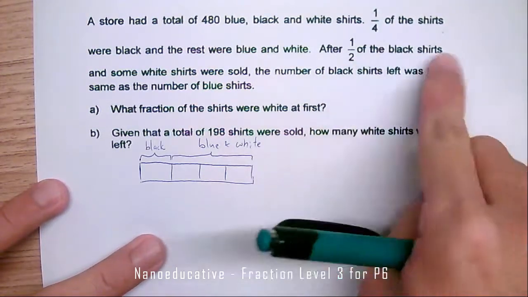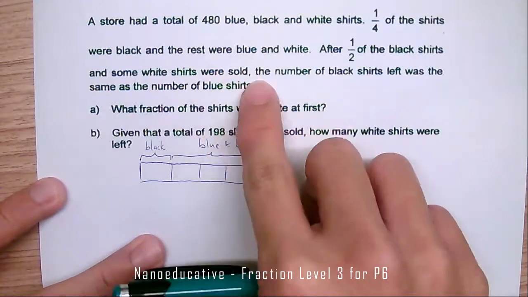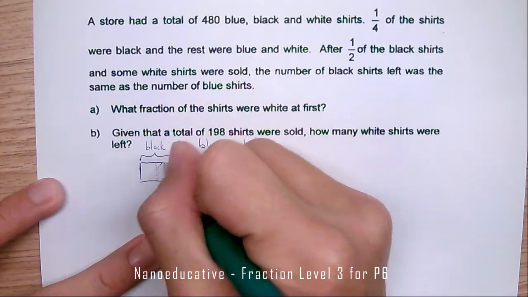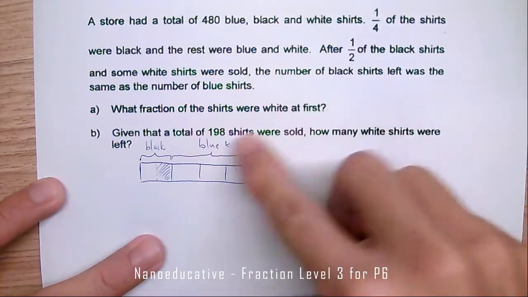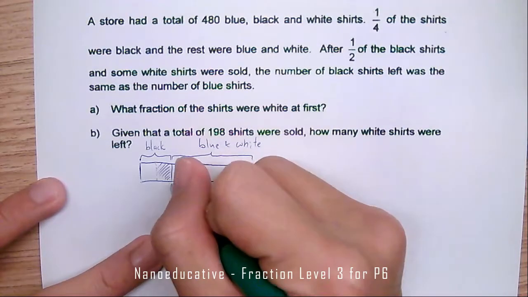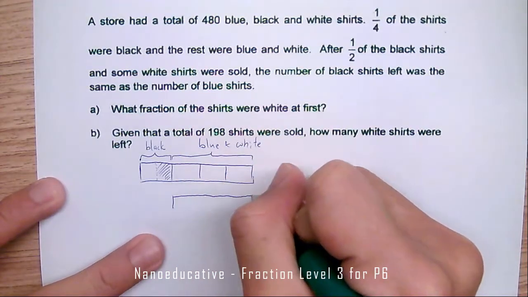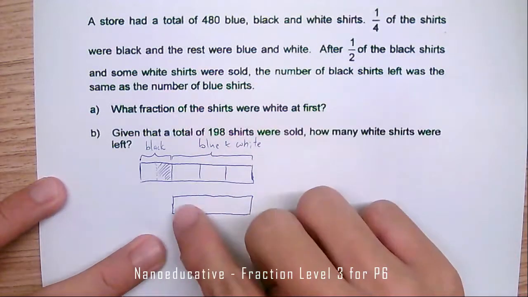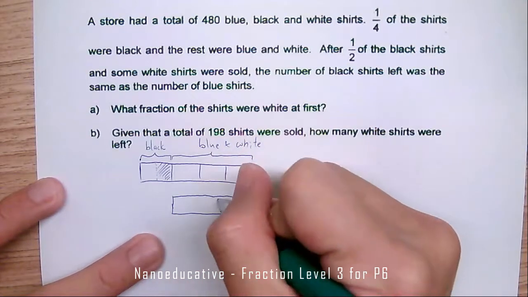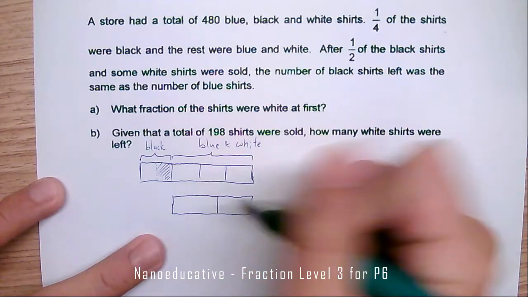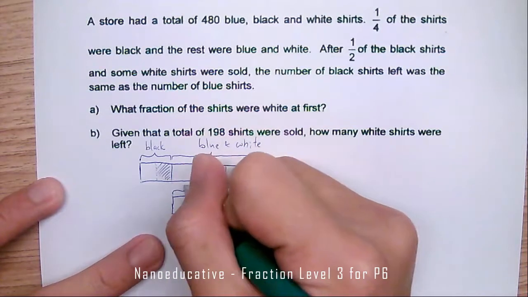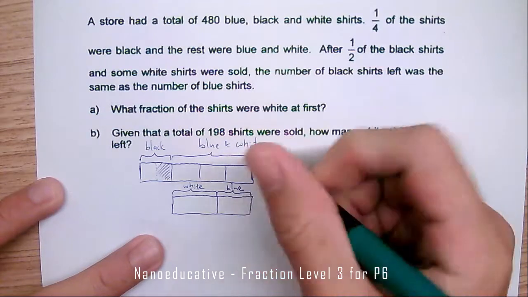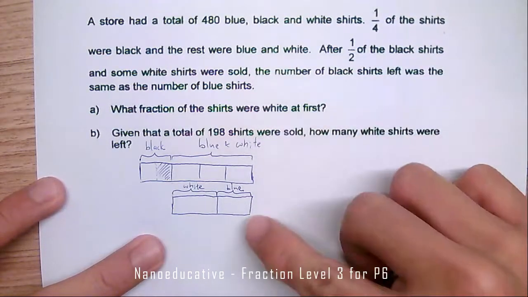Then they said that after half of the black shirts were sold, and then some of the white shirts were sold, which means that this one is gone, right? Then the white shirt, I'm going to extend this out. I'm going to draw another model over here. Let's say I have no idea how many white shirts and how many blue shirts there are. I'm just going to draw something along the lines of this. I'm going to call this white, and I'm going to call this blue. Because this is a rough model, the proportion doesn't really matter at this point in time.